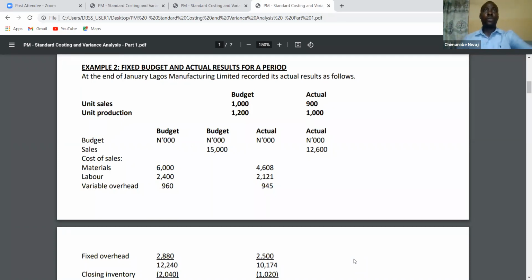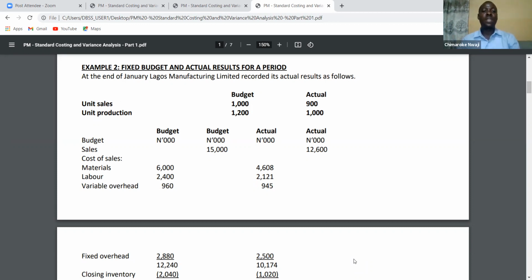So you have a budget for a fixed amount of units. Like in this example here, in example 2, we budgeted that we are going to produce 1,200 and we are going to sell 1,000. But the actual result on the ground showed that we did not produce 1,200 anymore. We went ahead and produced 1,000. And instead of selling the whole 1,000, because we planned to sell 1,000, we ended up selling 900.